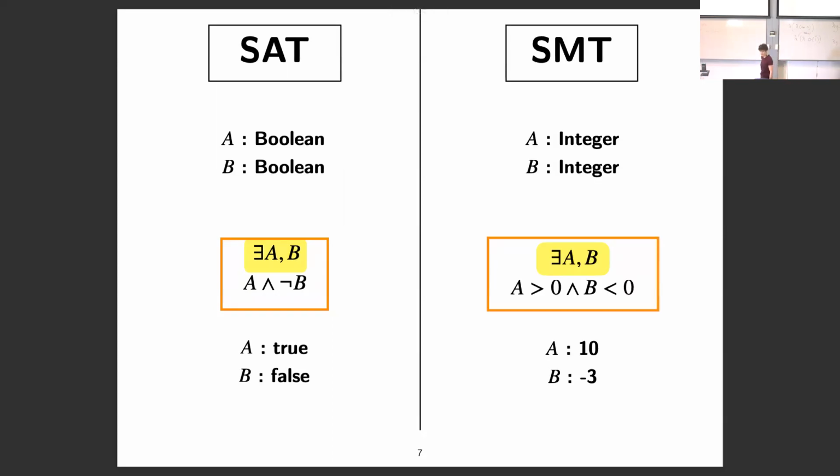SMT adds a theory to that. A theory is something like integers, reals, floating point. But basically, it's the same problem. I've given you a formula. Find me an assignment to any free variables that makes it true.